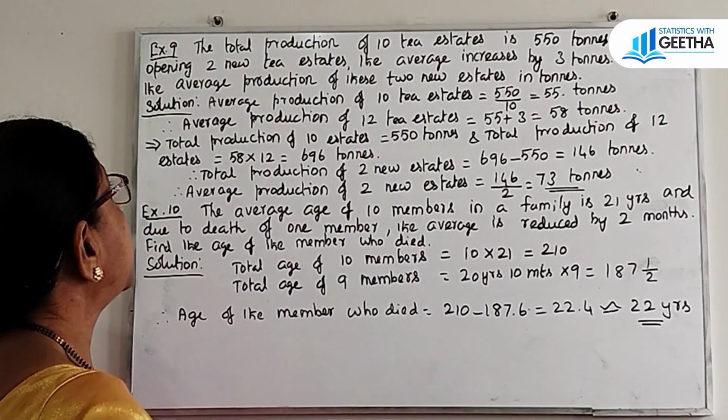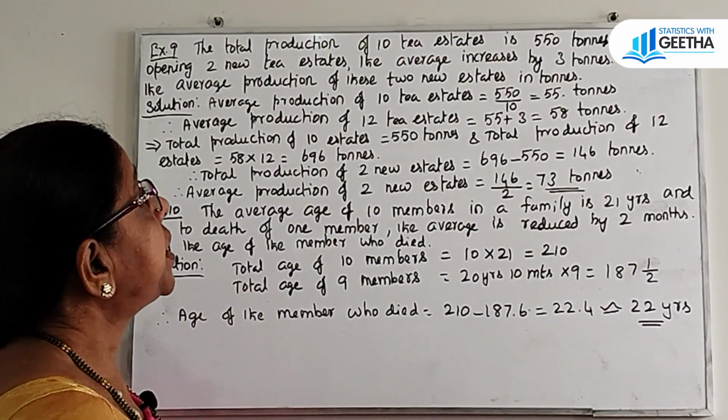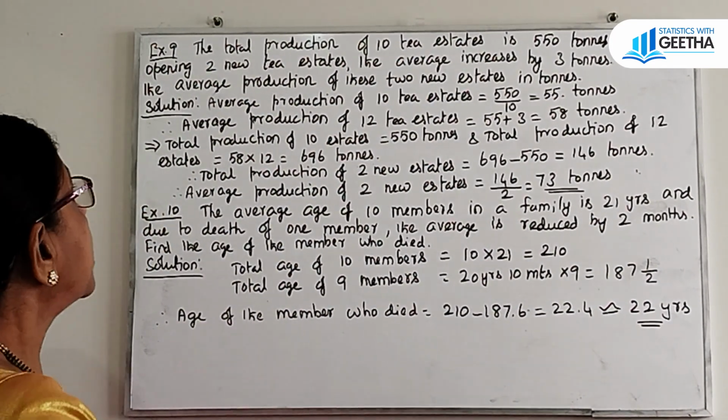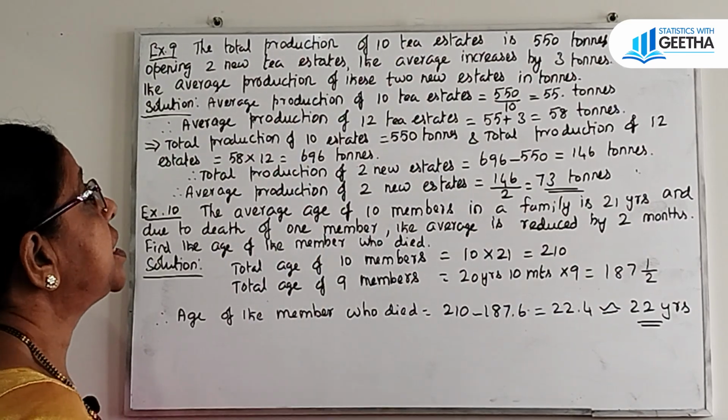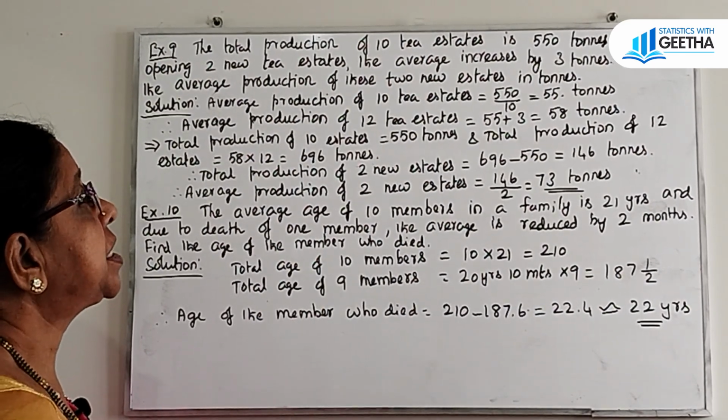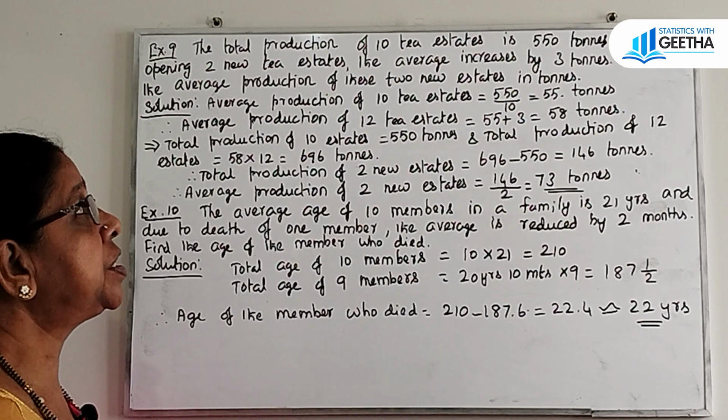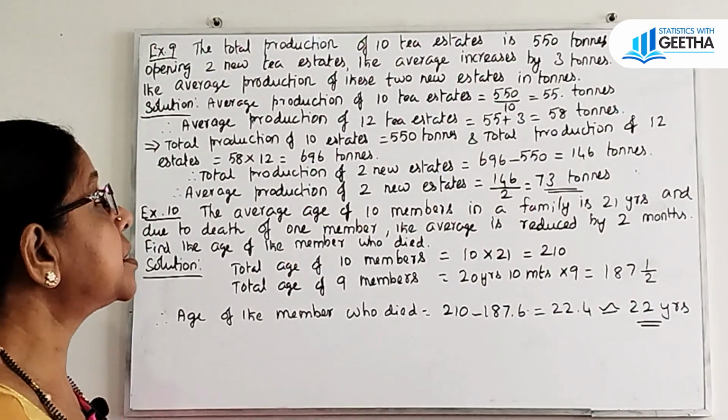See exercise number 9. The total production of 10 tea estates is 550 tons. By opening 2 new tea estates, the average increases by 3 tons. Find the average production of these 2 estates in tons.